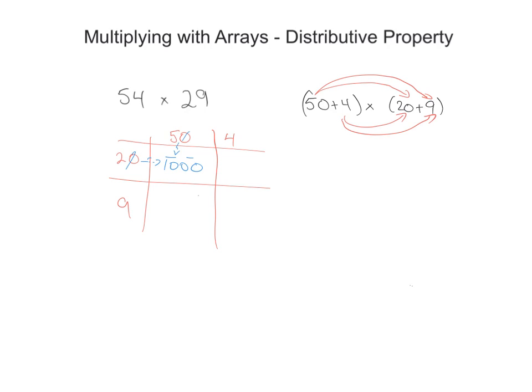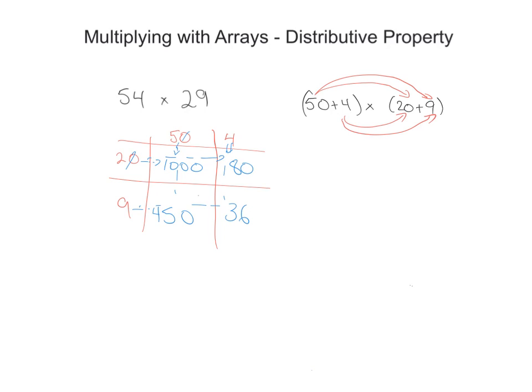Now this one over here, you can see is going to be 20 times 4. Well, 2 times 4 is 8. Just remember we had a 0, so that becomes 80. Now this grid at the bottom here is going to be 50 and 9. So 5 times 9 is 45. Add a 0 to it. Now the last grid here is going to be our 9 times 4. So 9 times 4 is 36.